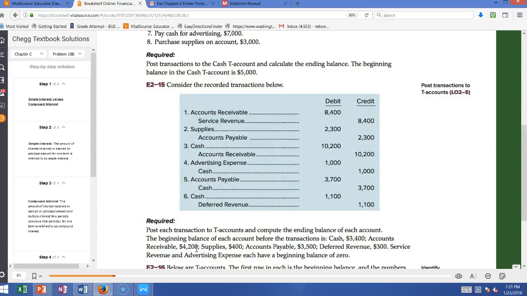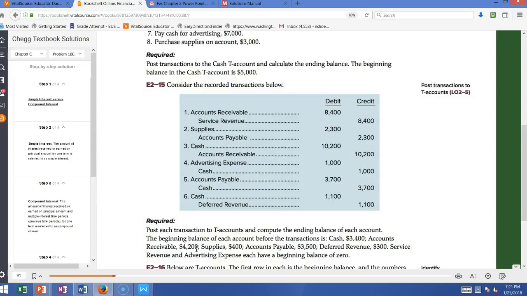So now consider these transactions. Post each to the T accounts and compute the ending balance of each account. So guys, let's just look at number 1. Accounts receivable is a debit of $8,400. Service revenue is a credit of $8,400. What do you think? Why would we record that entry? Could it be we provided services on account? Does that make sense? Why we would debit accounts receivable and credit revenue. Make sense?